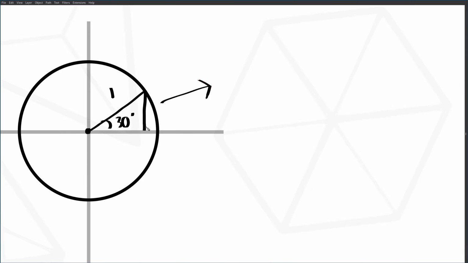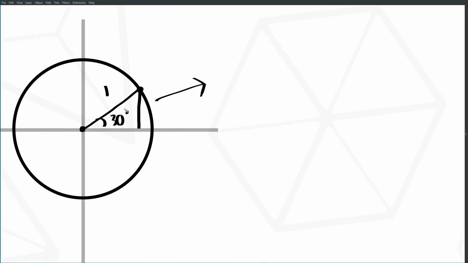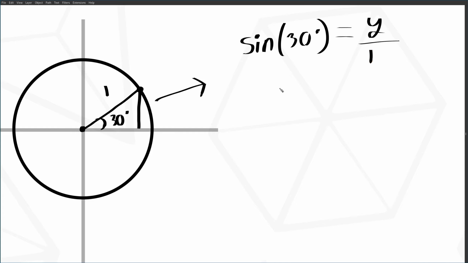Okay, so let's say we want to find the height of this point right here. Let's set up the trig ratios we know and love from geometry. Okay, so we have the opposite and we know the hypotenuse. The opposite over hypotenuse is sine. So that means that sine of 30 degrees must be equal to, since this is a y coordinate, let's just call it y, over 1, or in other words, sine of 30 is equal to y.